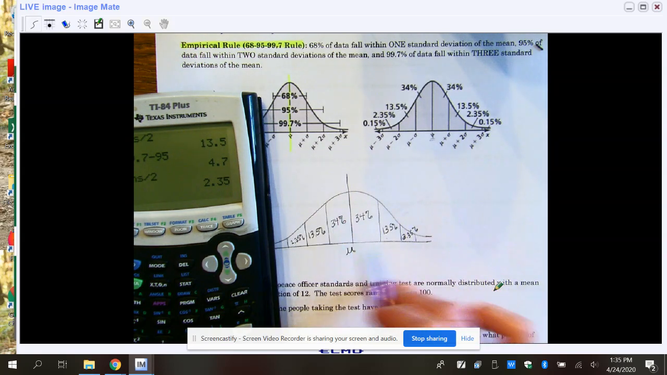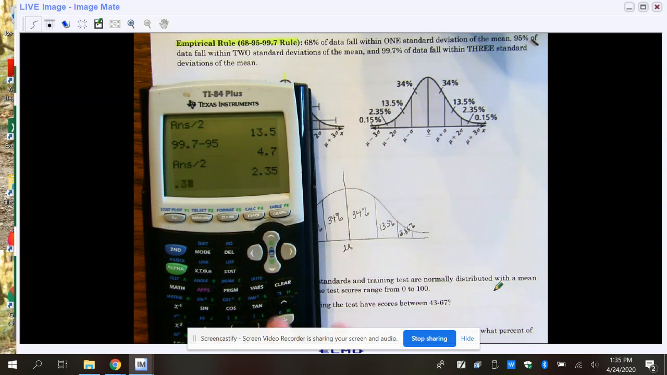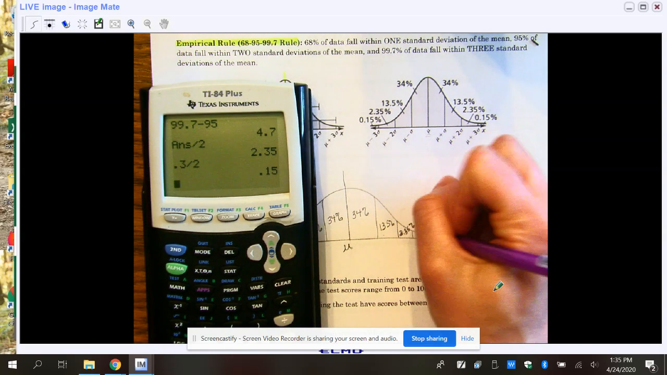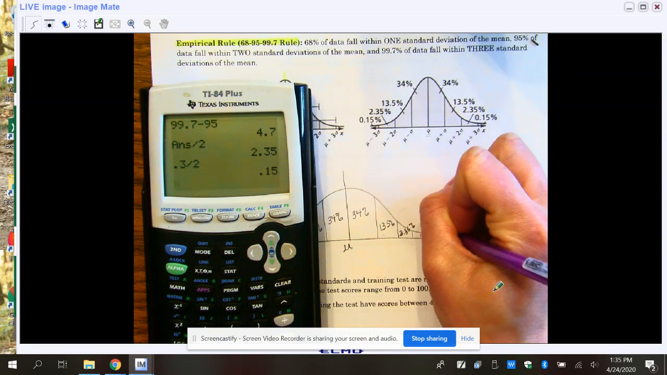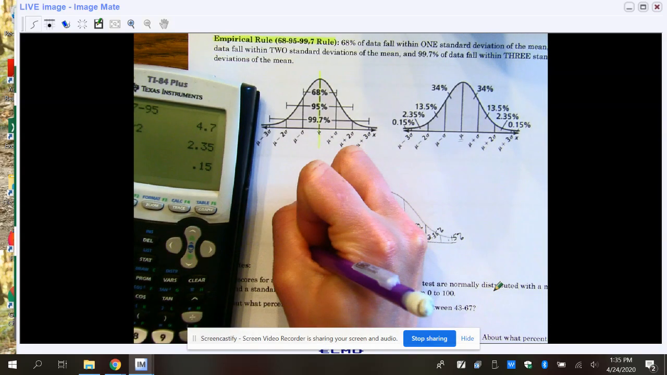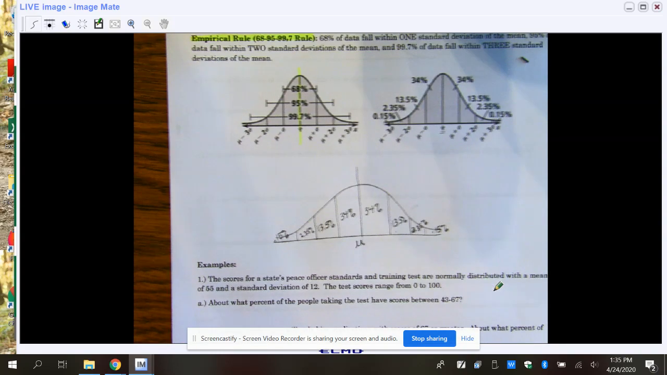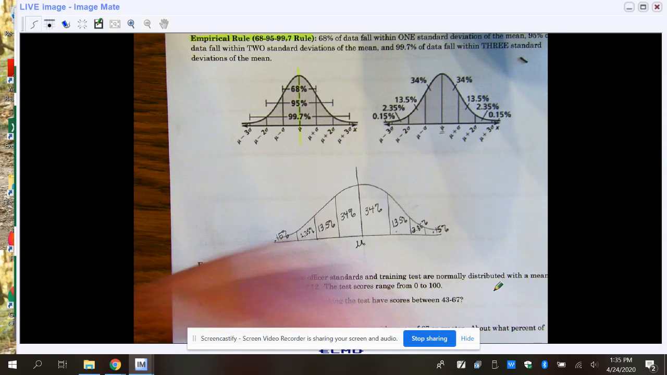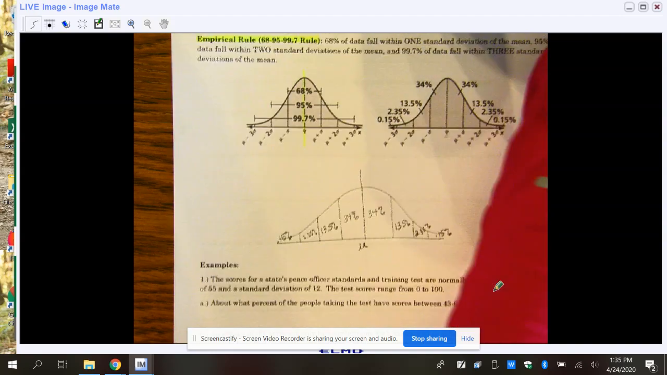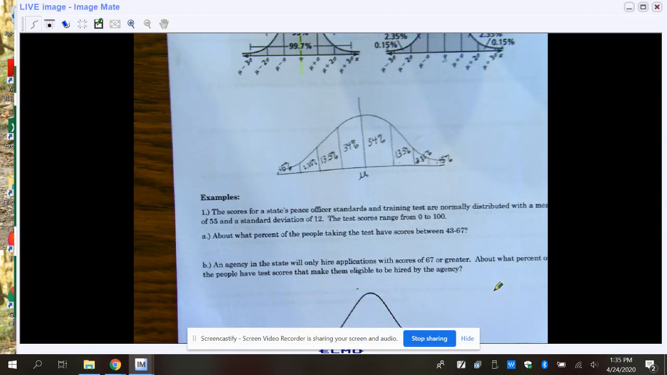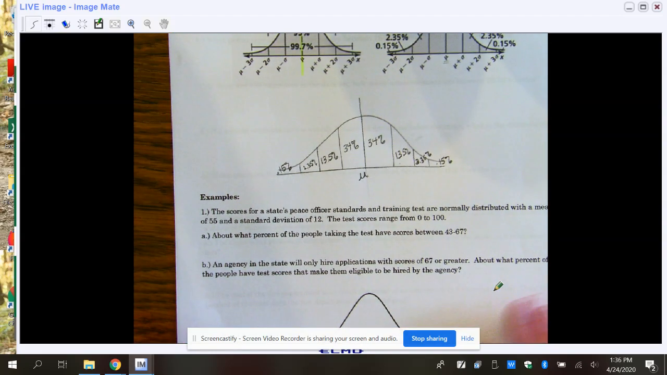And since this is 99.7%, we have 0.3% left to get to 100. So after we go out, only 0.15% of your data is found in that range right there. This is called the empirical rule. Hopefully you'll see how it's used a little more when it's applied.